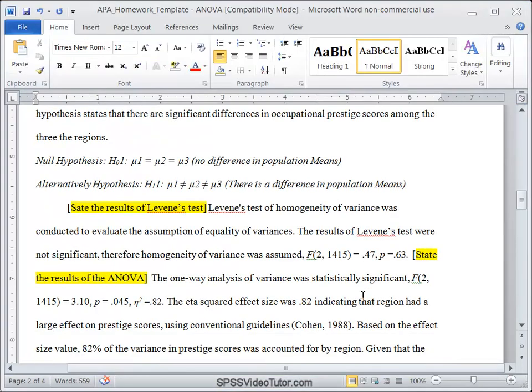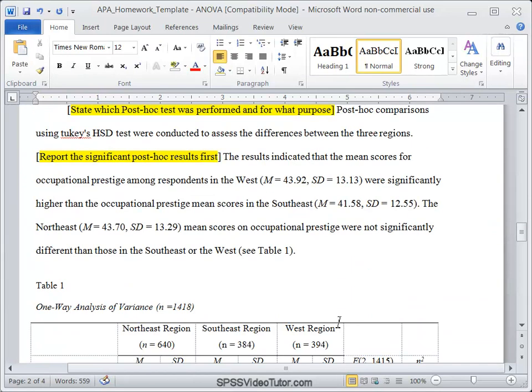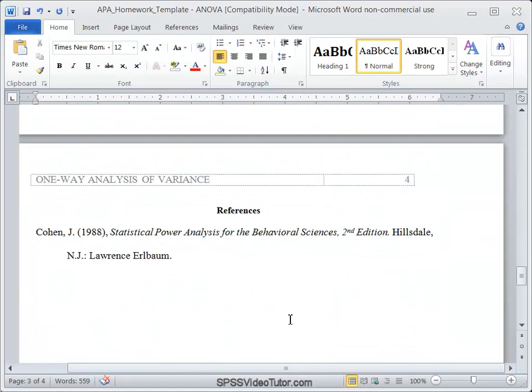Okay. And then eta squared, I will show you how to calculate that. The eta squared effect size was 0.82, indicating that region had a large effect on prestige scores, using conventional guidelines, Cohen, 1988. And I have the reference for Cohen down here that you can use.